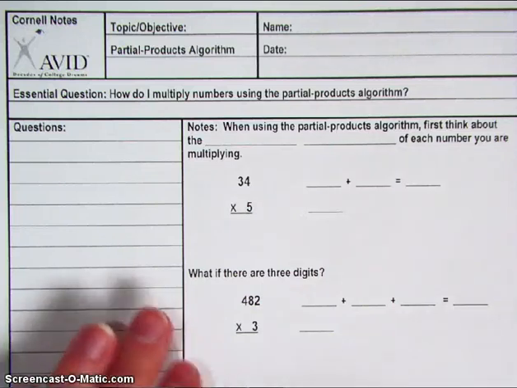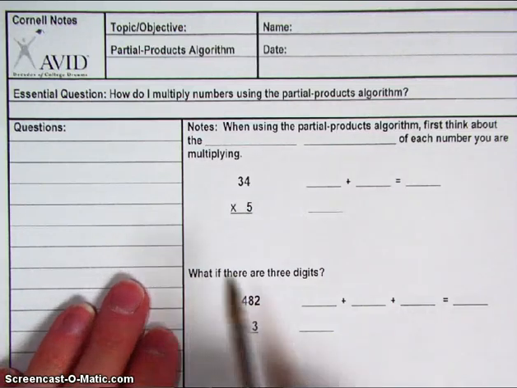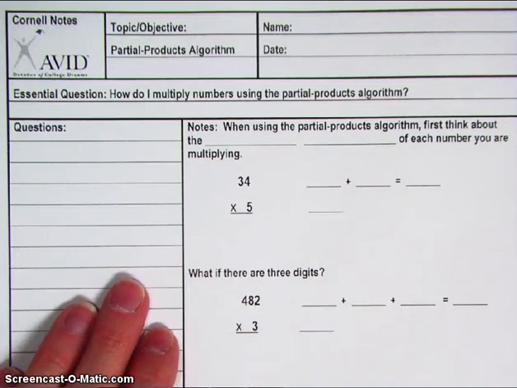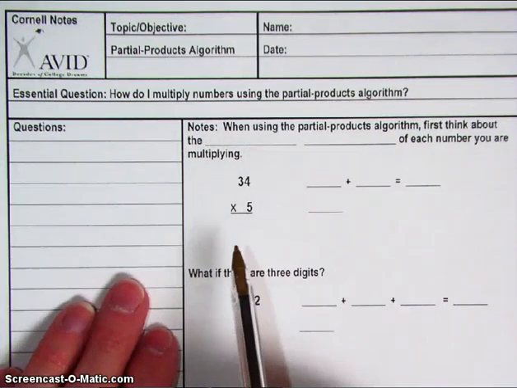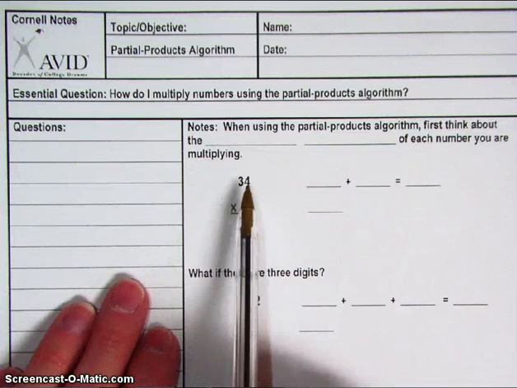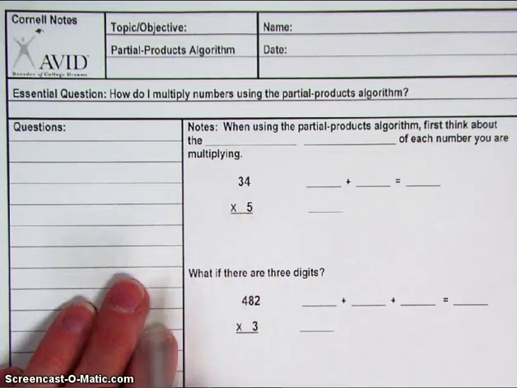Hi everyone. Today we're going to learn about partial products algorithm. And our essential question is, how do I multiply numbers using the partial products algorithm? The partial products algorithm is a neat way of taking multi-digit numbers and breaking them into smaller chunks to make it a lot easier to multiply.